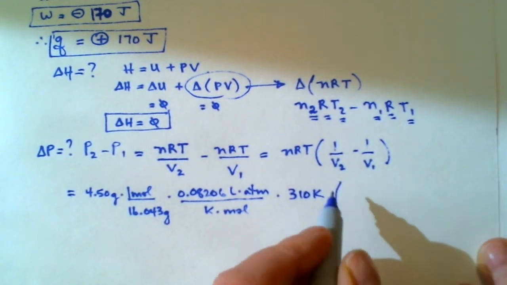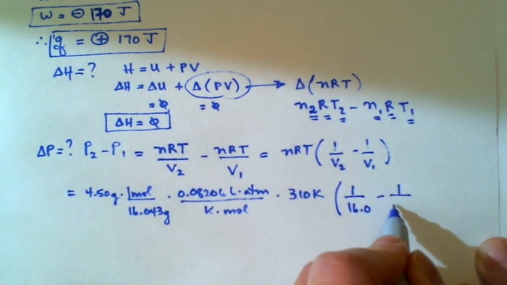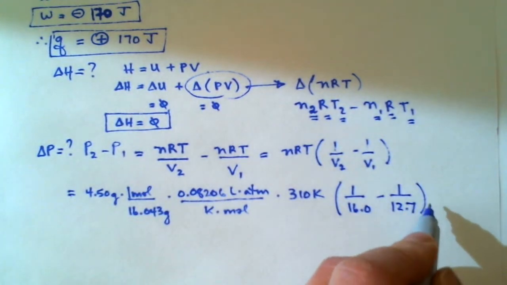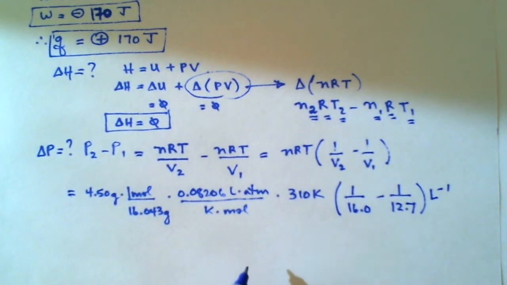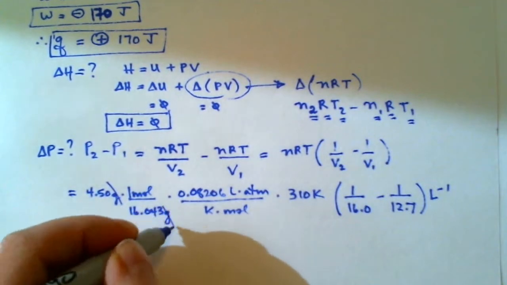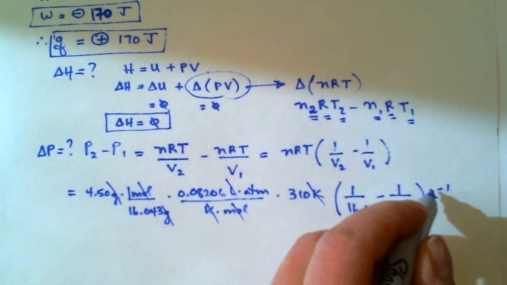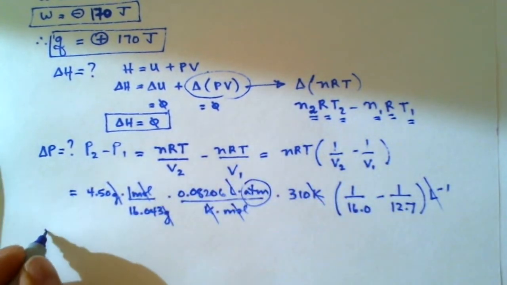1 over V2, 16.0, 1 over 12.7. And what I'm doing here is putting the units liter to the -1 on the outside of the bracket. I'm just putting the operation inside the brackets because it's addition of a negative. So, grams, moles, Kelvin, liters, see, left with atmosphere.